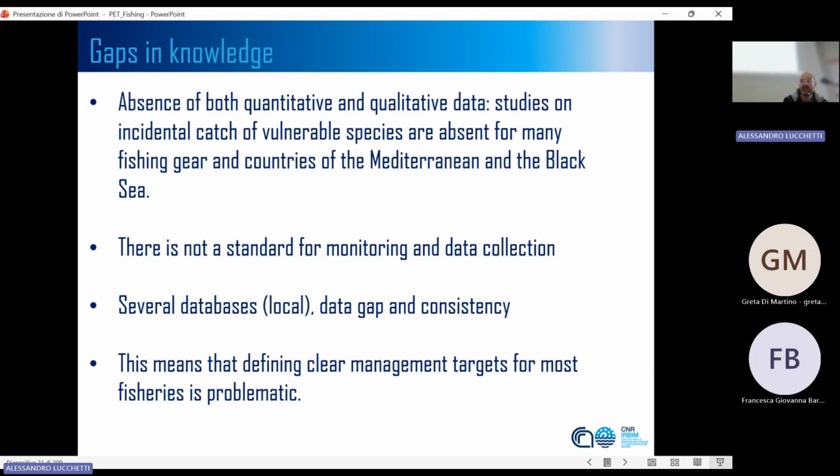I would say also qualitative because sometimes we have, especially for sharks, a wrong species identification. Sometimes the operator on board doesn't recognize the species, and therefore they report the wrong species in the document. Sometimes, especially in the Mediterranean, between different countries, there is not a standard for monitoring. This is a key issue. I just want to give you an example.